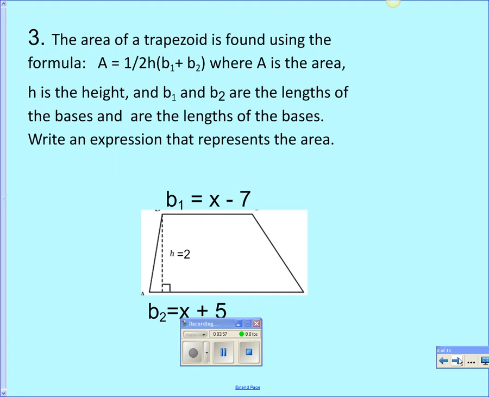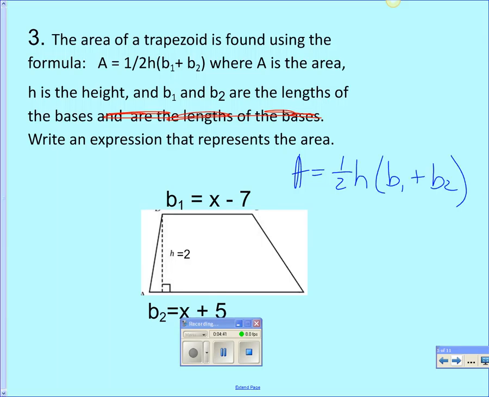Okay. Number 3, the area of a trapezoid is found using the formula A equals 1/2 h (B1 plus B2), where A is the area, h is the height, and B1 and B2 are the lengths of the bases. Sorry, that should not be on there. Write an expression that represents the area. Okay? All right, so Ethan H., what would be a good thing to do first? Very good, thank you. Write down the formula we're using. A equals 1/2 h (B1 plus B2).